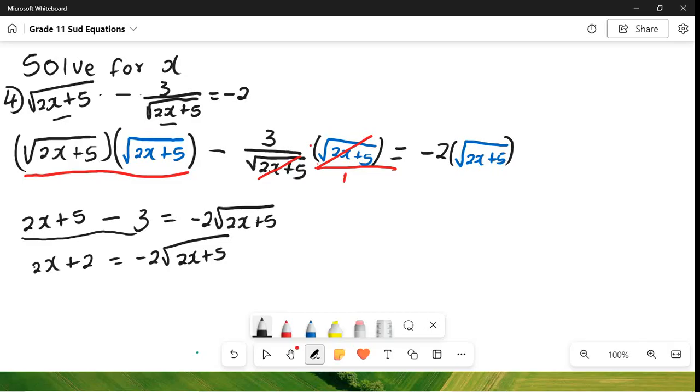I told you never to mind my handwriting. You see the square root is going that way. You'll write it in a good way on your side.